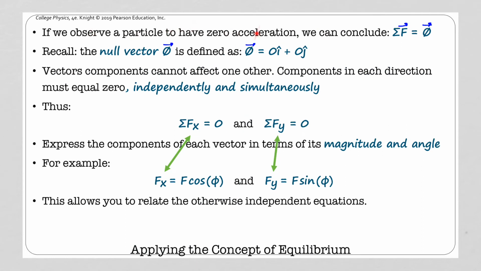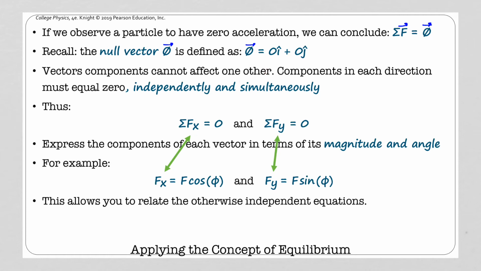If we observe a particle to have zero acceleration, we can conclude immediately that although there may be forces acting on the object, the net force is equal to zero. Remember that this symbol here is the null vector. The null vector is a vector that is zero in each of its directions. So it would be zero in the x direction, and zero in the y direction, and zero in the z direction if we wanted to make this fully three-dimensional.